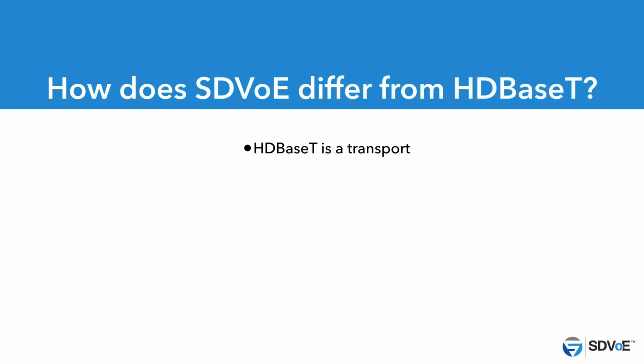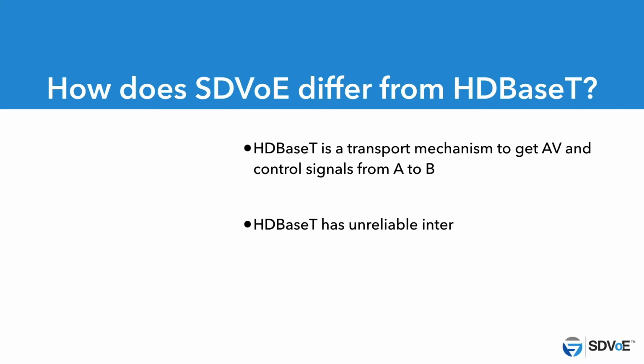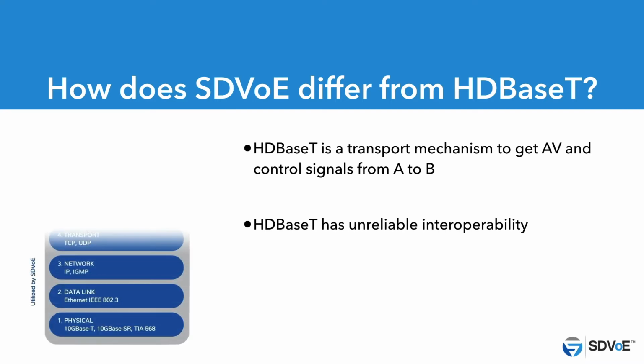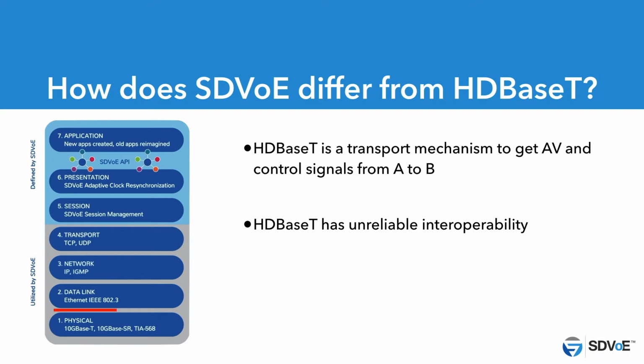HDBaseT is a transport, and that's it. It's a way to move AV and control signals from one end of a cable to another. The problem is, they let manufacturers do whatever they want with that transport. So, you get the 3-play, 4-play, 5-play problem, and interoperability becomes unreliable and unmanageable. How many multi-brand HDBaseT systems have you actually encountered?